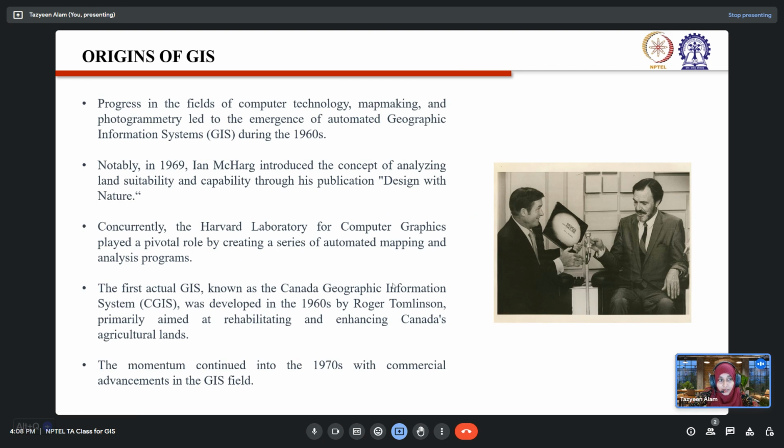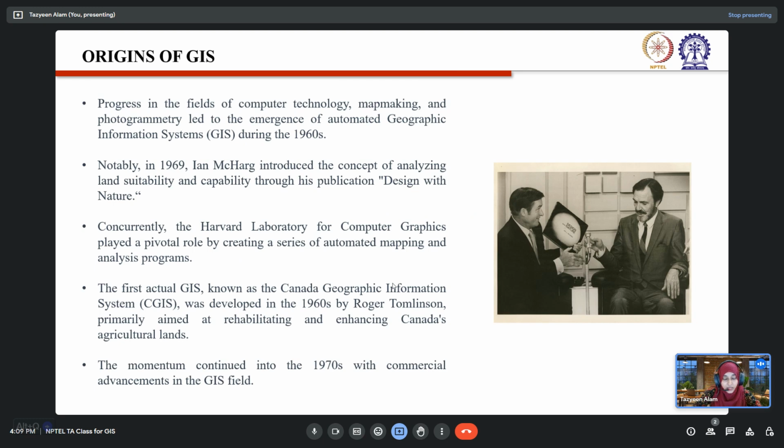Progress in the fields of computer technology, map making and photogrammetry led to the emergence of automated geographic information systems during the 1960s. So this started already post independence, in the 1960s. Notably in 1969, Ian McHarg introduced the concept of analyzing land suitability and capability through his publication Design with Nature.